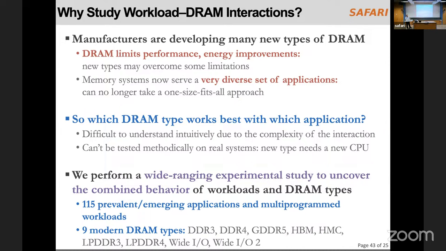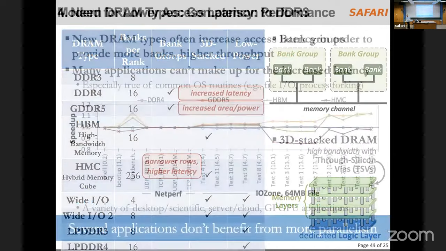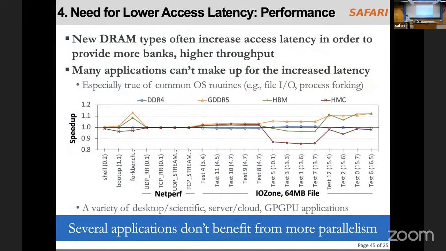We perform a wide ranging experimental study to uncover the combined behavior of workloads and DRAM types, with 115 emerging applications and multi-program workloads. And we use 9 modern DRAM types for this experiment, which, as I said, wasn't possible using real devices. And here are, for example, the results that you can see.